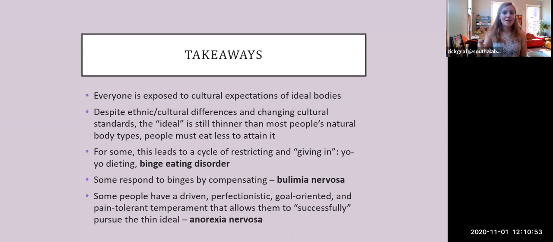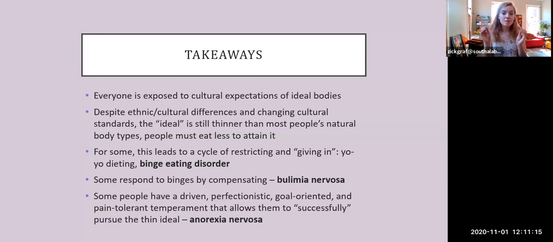But as we've talked about, dieting isn't successful for the majority of people. So for some, this effort to achieve an ideal body type that's kind of out of reach for them leads to a cycle of restricting and giving in that can look like chronic dieting, yo-yo dieting, or that can turn into binge eating disorder. Some people respond to binges and giving in with compensatory behavior, which can turn into bulimia nervosa.